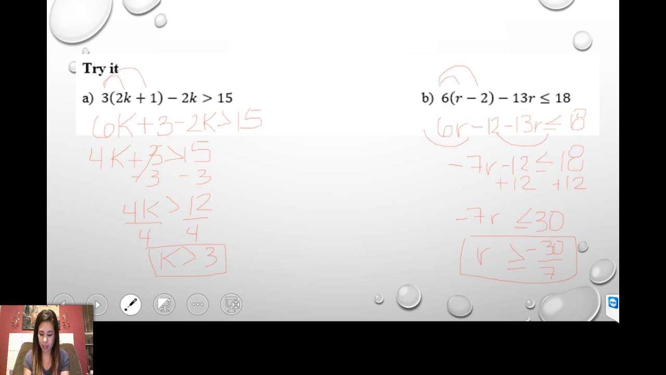On the right hand side, same thing, we distribute, so 6r, and then 6 times negative 2 gives me negative 12. I combine my like terms, so my 6r minus 13r gives me negative 7r. Then I take away 12. I'm sorry, it's minus 12, so I add 12 to both sides.